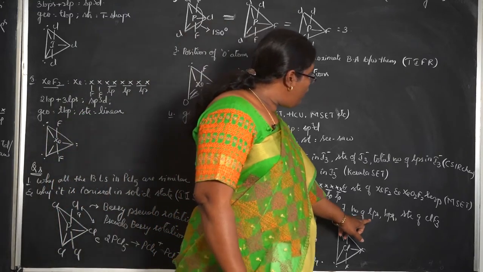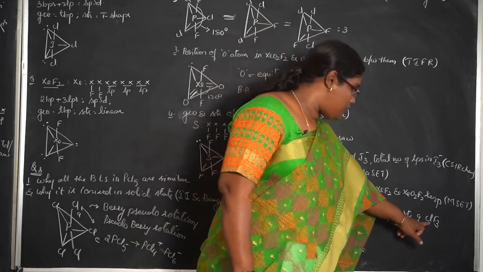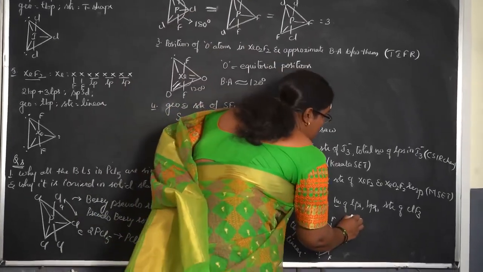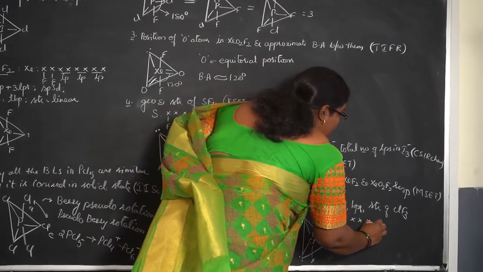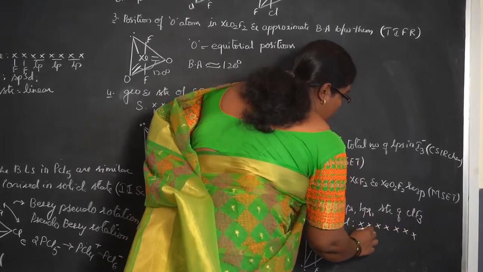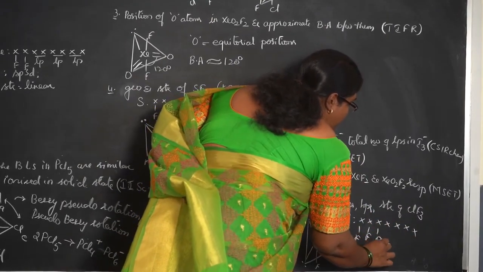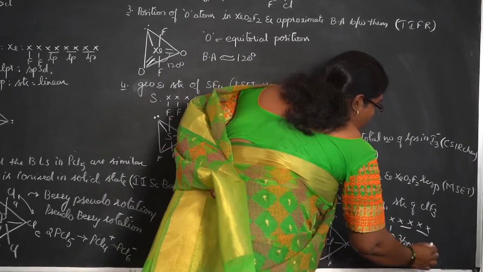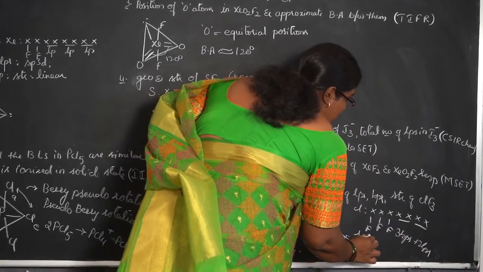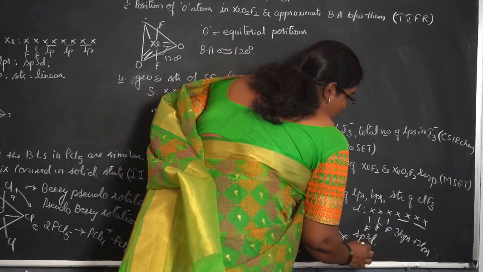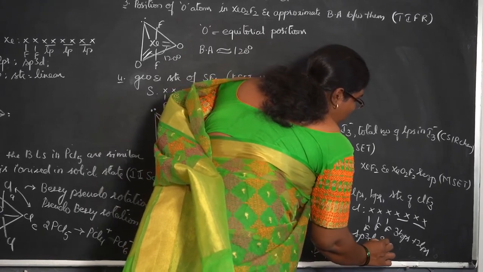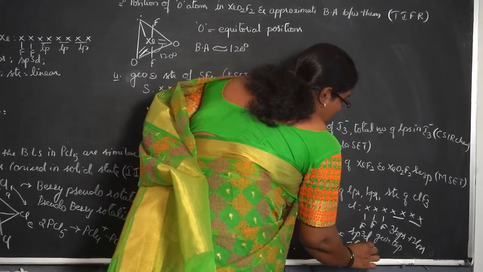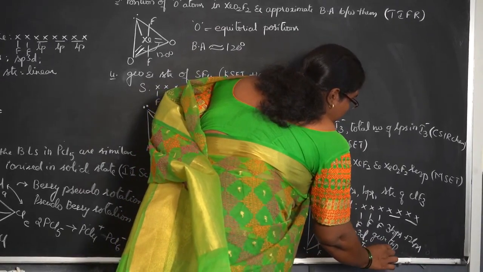Next, the number of lone pairs, bonded pairs, and structure of ClF3. Chlorine is a 7th group element, so we take 7 electrons. So it is 3 bonded pairs plus 2 lone pairs. Hybridization is sp3d. Geometry, trigonal bipyramid. Structure, it is T-shape.